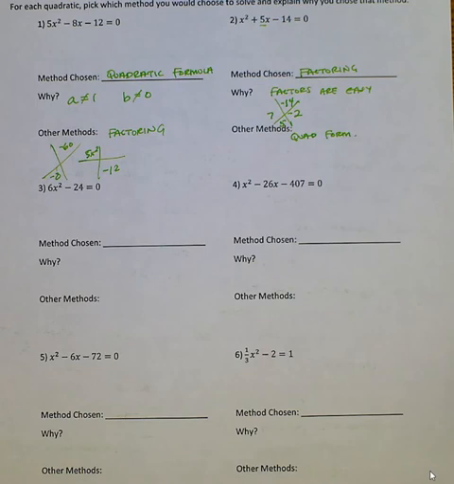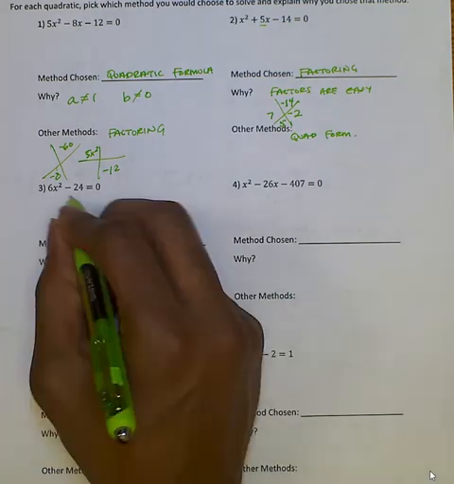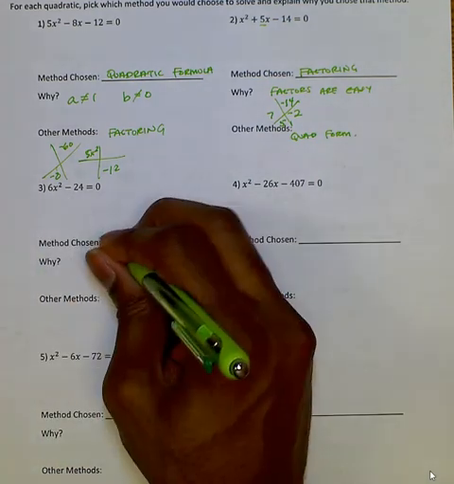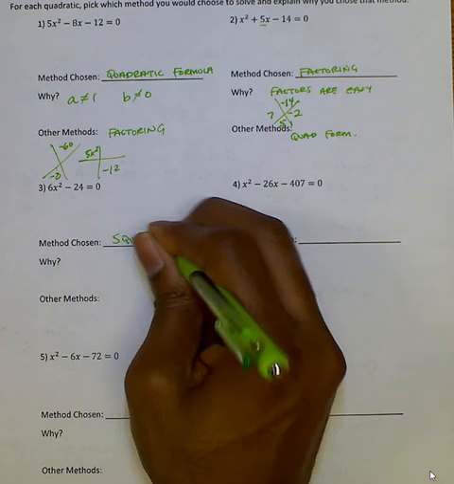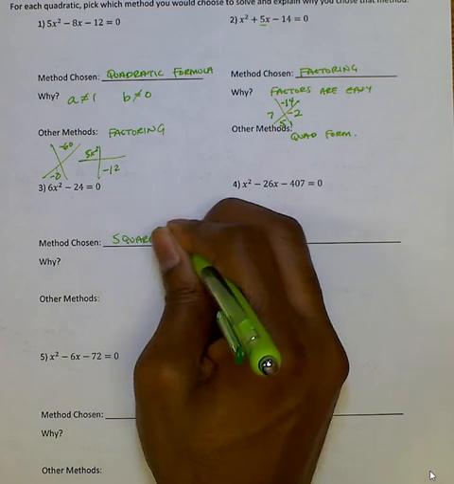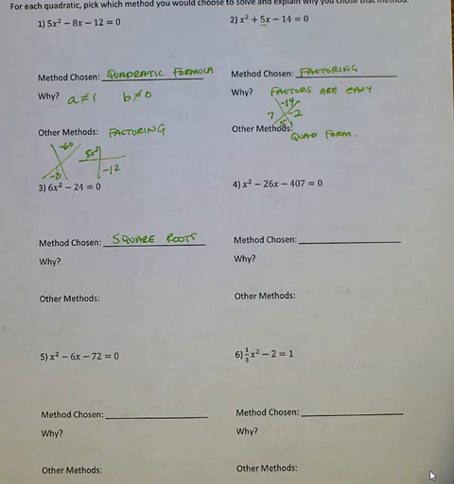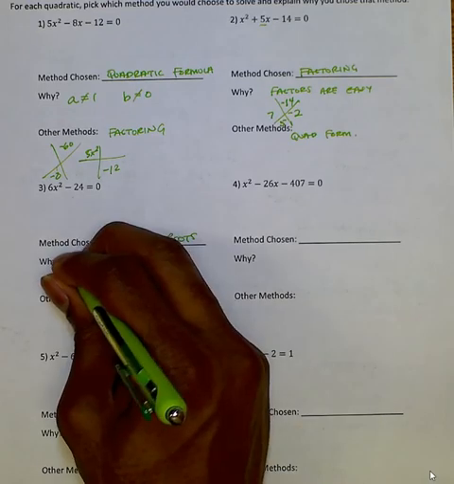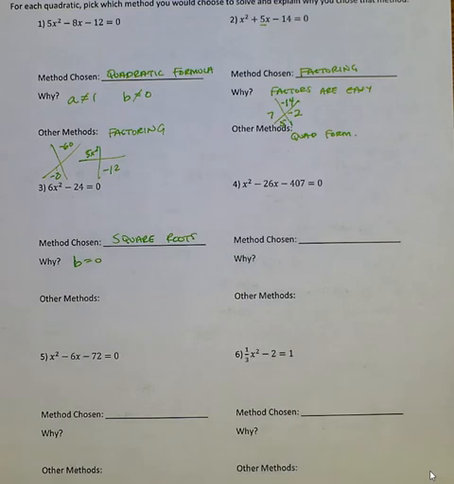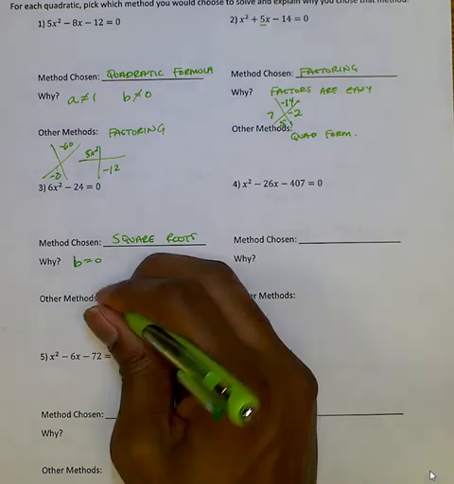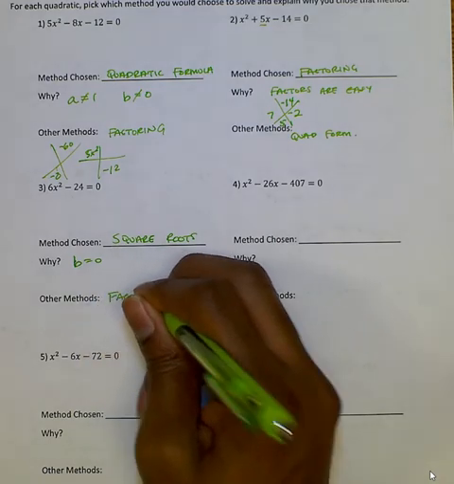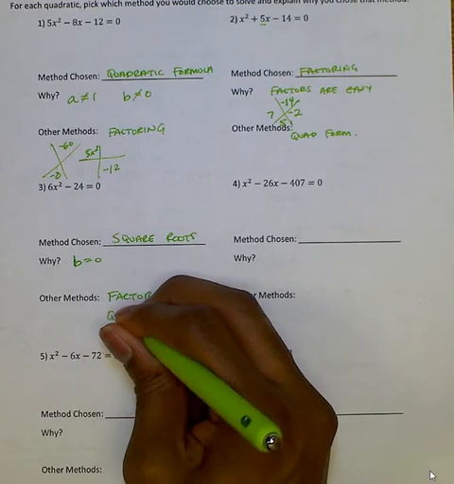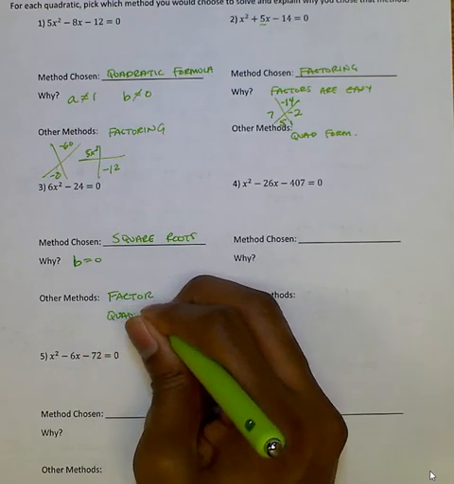Number 3. I noticed right away that there's no b value, so I'm going to use square roots. That would probably be my way. B equals 0. Okay, the other thing that you could do, you could factor. I wouldn't complete the square. You could always do quadratic formula.